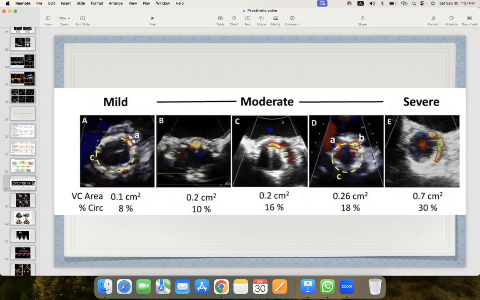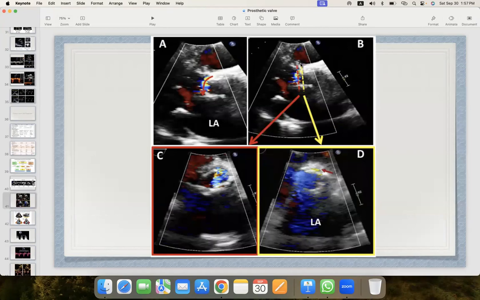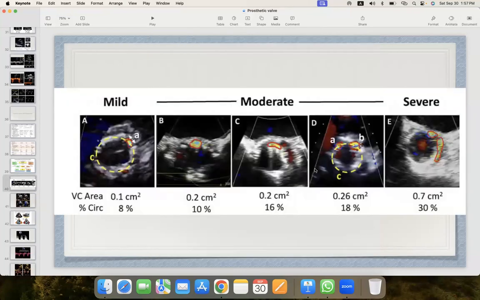This is the way that we measure the circumferential percentage as well as the vena contracta area. Of course, you need to make sure that you are crossing the valve itself. You should not be too deep in the LVOT, because if you are too deep, you are exaggerating the shape of the regurgitation. So you need to be exactly at the location of the vena contracta. Then you measure the area from this view, as well as the percentage of the circumference.